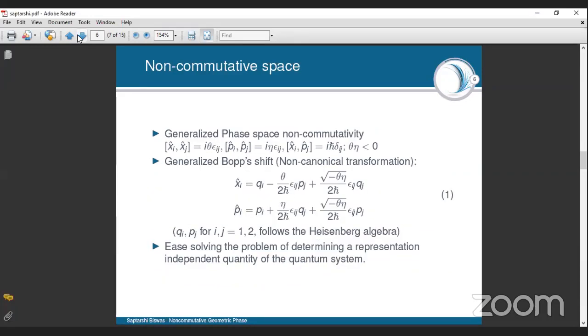So, now we consider non-commutative phase space, where the first one is the non-commutative relation that we will take. To calculate in the non-commutative phase space, one can introduce certain non-canonical transformations, expressing the non-commutative coordinates in terms of commutative coordinates, and then can utilize the results of ordinary quantum mechanics as well. But the only caveat is that it is only valid for calculating quantities which are representation independent of the system. So, next slide.